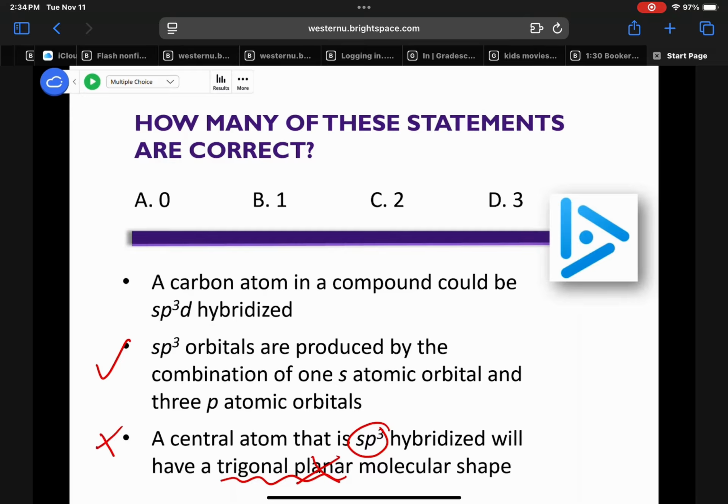So that's wrong. This one's also wrong, and this one required some critical thinking. A carbon atom in a compound could be sp3d hybridized. Let's think about what that means. S, p, p, p, and d. That means we put in 5 atomic orbitals to get out 5 hybridized orbitals. Each orbital can hold 2 electrons. 5 times 2 is 10. Can carbon have a valence shell of 10 electrons? No, it's too small. It's in the second period of the periodic table. So a carbon atom is never going to be sp3d hybridized, because that means it could take on 10 electrons.